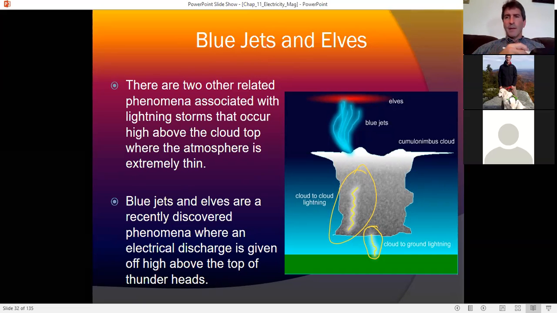So again, I don't know. I've looked at the estimates. Usually about 80 to 90% of all lightning is cloud to cloud. About 10 to 20% obviously is going to be cloud to ground.